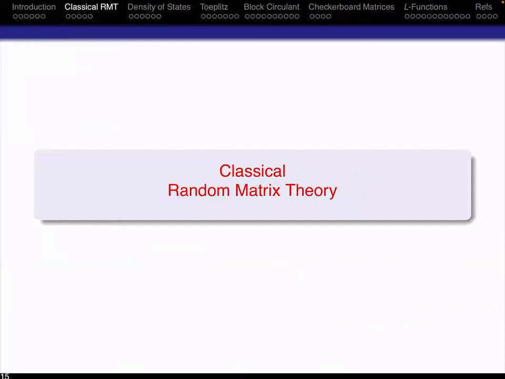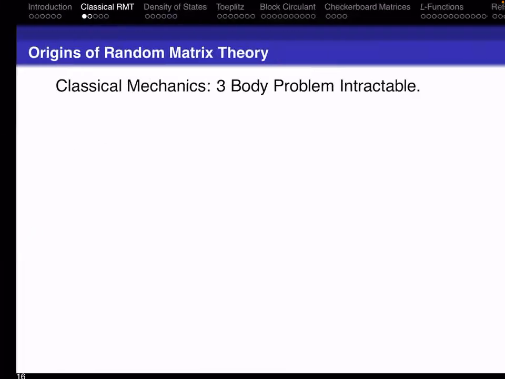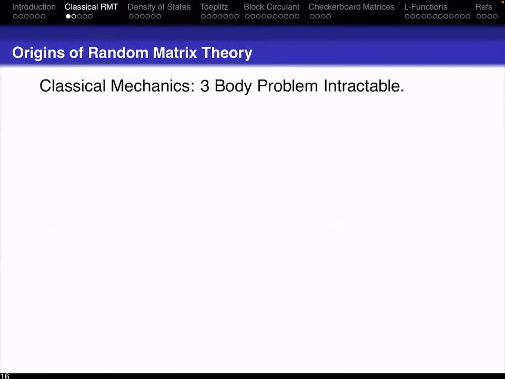All right, so what I want to do is describe classical random matrix theory. This is a wonderful application of basic probability. So how many of you have done enough physics to know about the difficulty of the three-body problem?